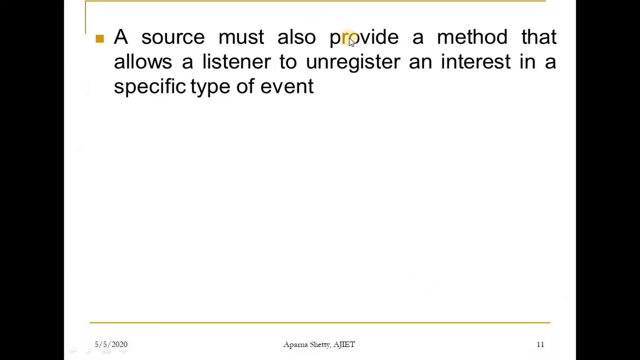A source must also provide a method that allows a listener to unregister an interest in a specific type of event. Just like a listener can register with the source, in the same way a source must provide a method.